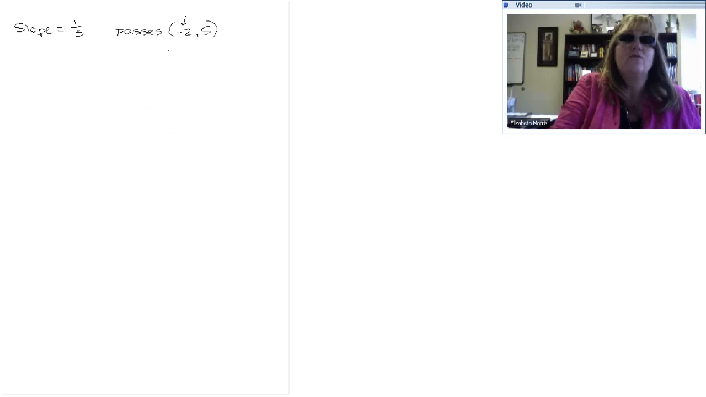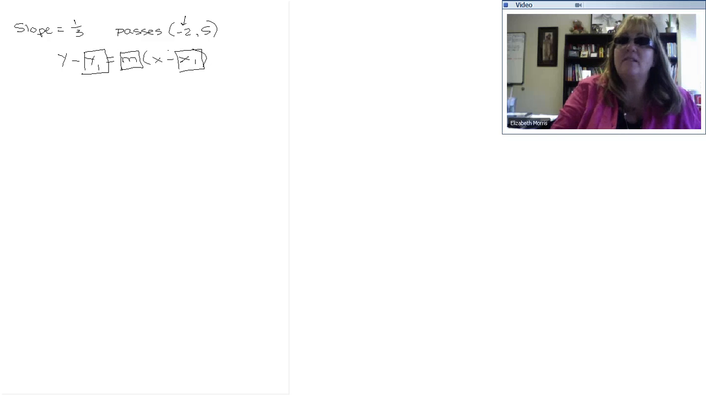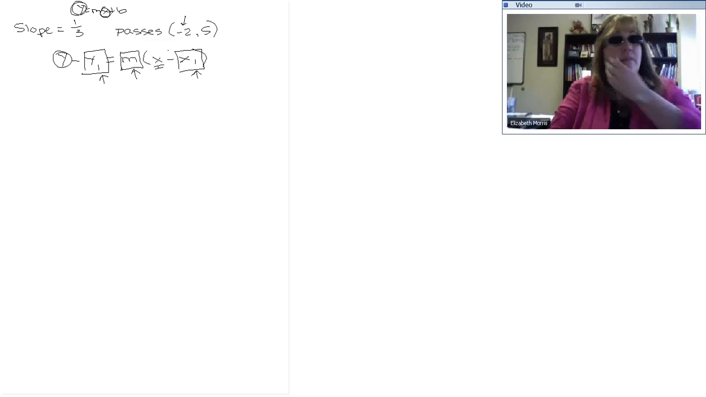Okay? And this formula looks like this. y minus y1 equals m times x minus x1. All three of those pieces have to be put in place. Remember we want it to be y equals mx plus b. The x is the x part in the y equals mx plus b, and the y is the y part. It's just the x1 and the y1, and the m that we have to replace.